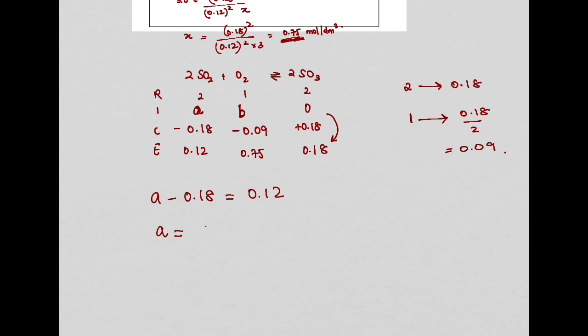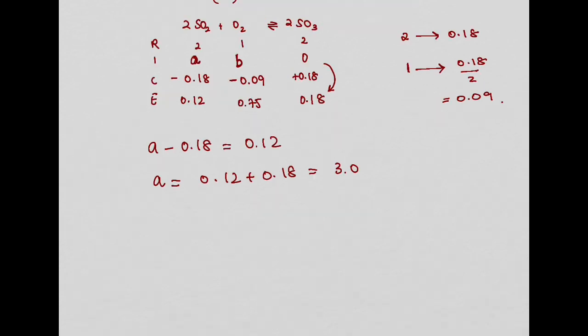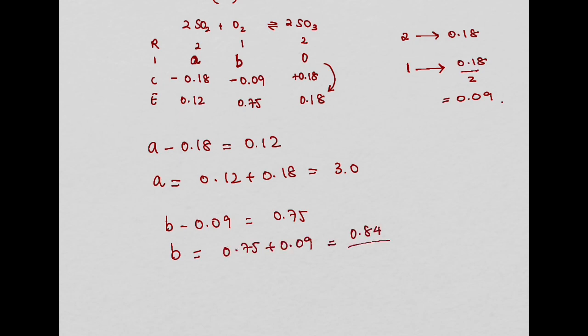So you just add the values. And then B minus 0.09 is equal to 0.75. So you can find value of B. So this is the answer. Sorry, this is 0.3. And this is the answer.